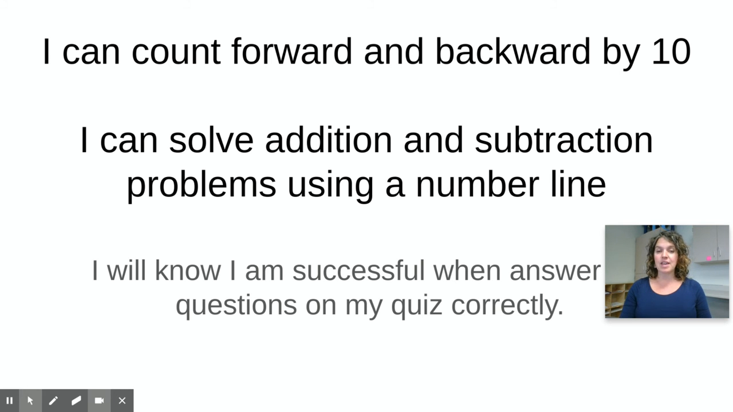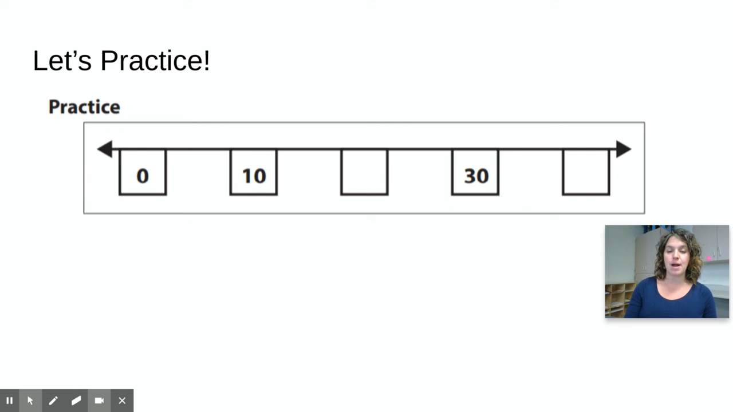So last week, you took a math quiz, and it kind of showed you if you got them right or wrong pretty quickly after taking it. And you were able to use those number lines to help you with some of your answers. And today we're going to do a little bit more of that, and you'll have a quiz after we're done, and you should be able to show me if you were able to count forward and backward by 10, and if you can solve some basic addition and subtraction problems.